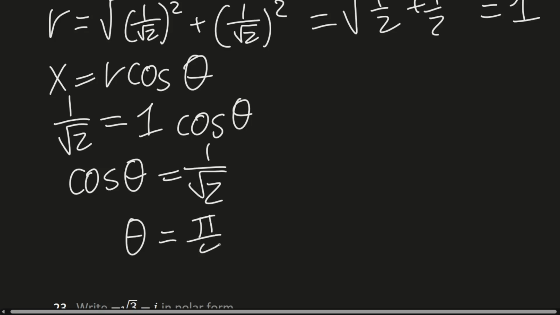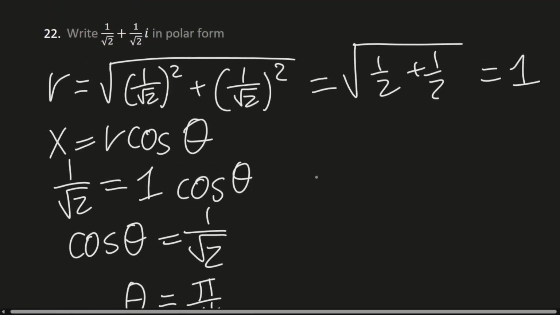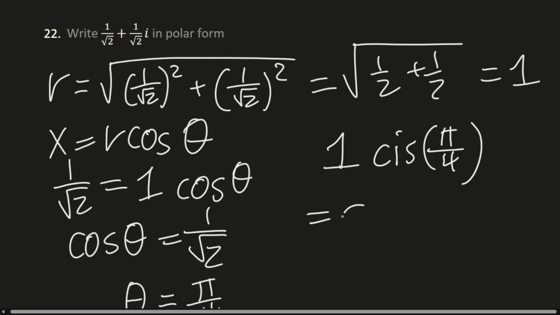pi over 4. Okay, now we have everything we need. Let's write this as 1 cis of pi over 4. This 1 is kind of redundant, so I can just write this as cis of pi over 4.